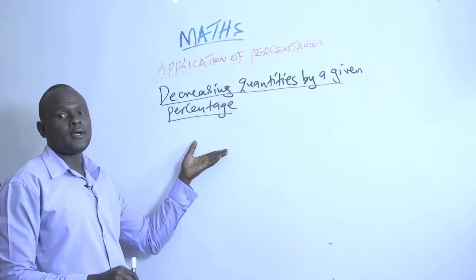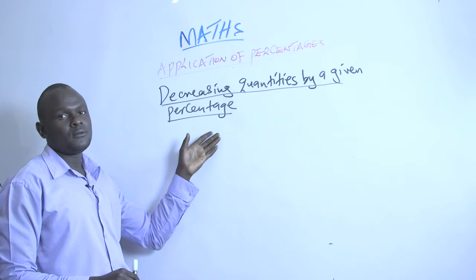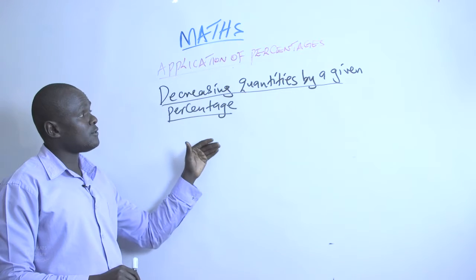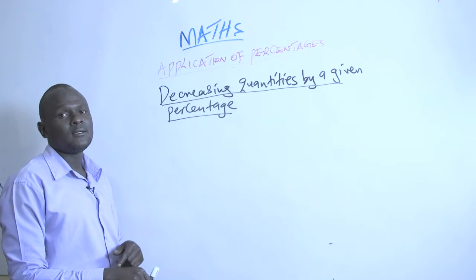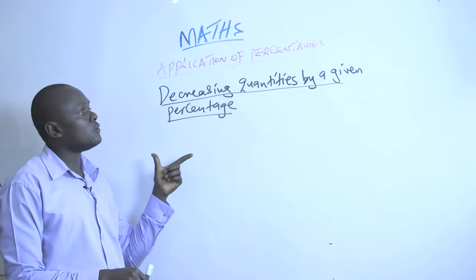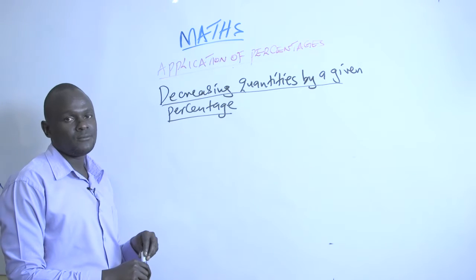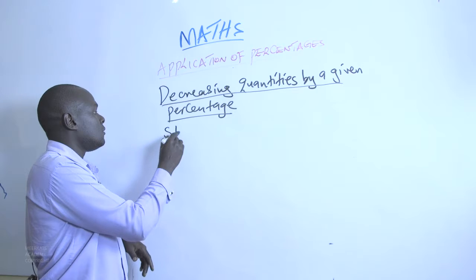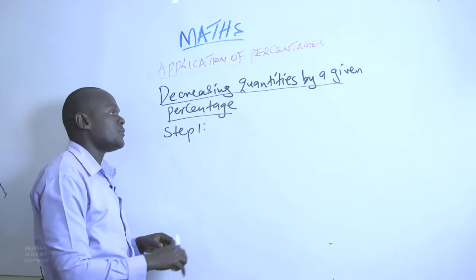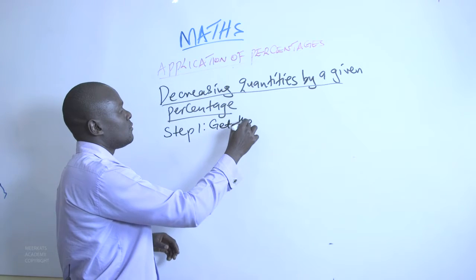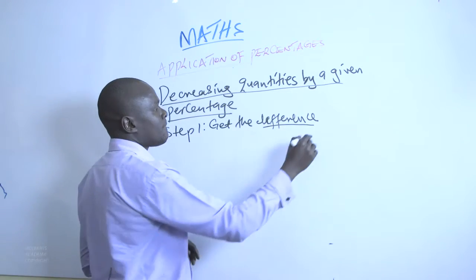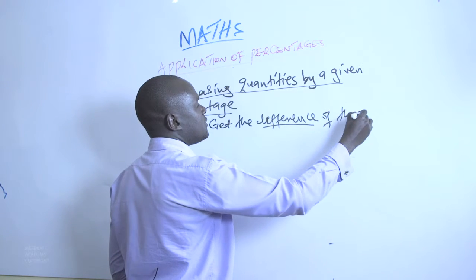Now, this one also has its 3 vital steps that we need to follow when carrying out this particular operation. They are somehow related to the previous ones that we have just learned. And remember, I had told you to take note of the word sum in the first step when we were increasing quantities by a given percentage. So in this one, the first step is for us to get the difference and not the sum as it were in the previous one. We get the difference, take note of that, of the percentages.